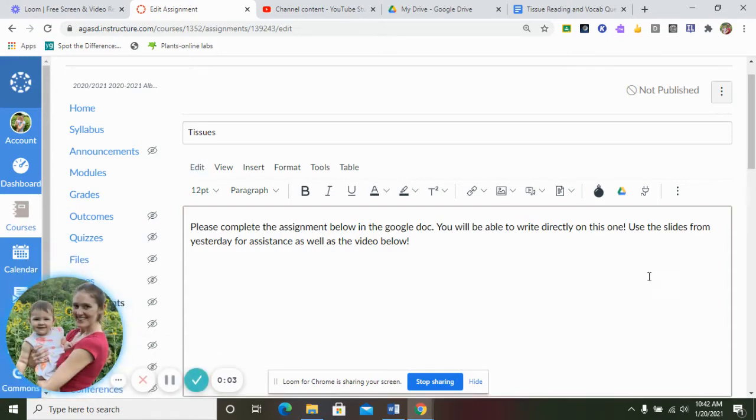Alrighty guys, so today you're going to be doing an assignment on plant tissues, and I have it set up so that it will be in a Google Doc for you. It should be attached and it should open right up in its own window. It's a 55-point assignment, so it is pretty intense, and all of the answers are going to come from those notes that we went over yesterday.